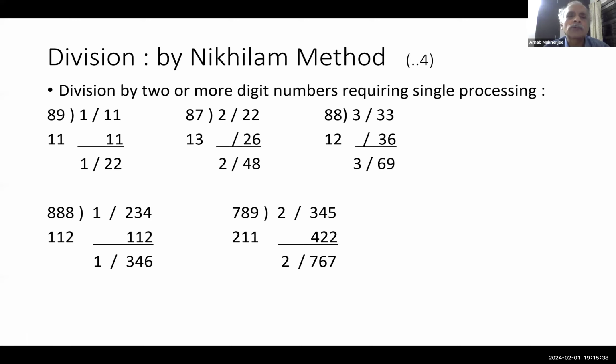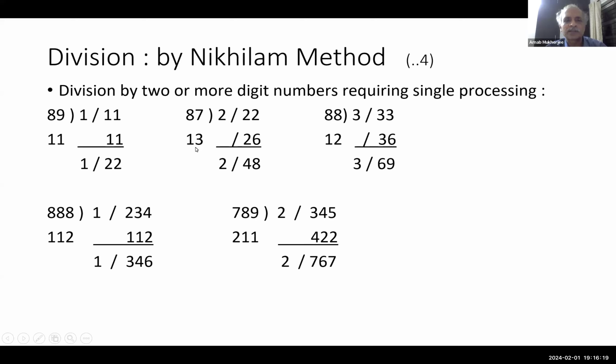Here I come to a 2-digit divisor. 89 is a 2-digit divisor. With 111, I am dividing by 89. 89 is near the second power of 10, that is 100, and 89 is 11 deficient from 100. So we work with 11 instead of working with 89. 11 into 1 is 11. We add, and 1 becomes my quotient and 22 is the remainder.